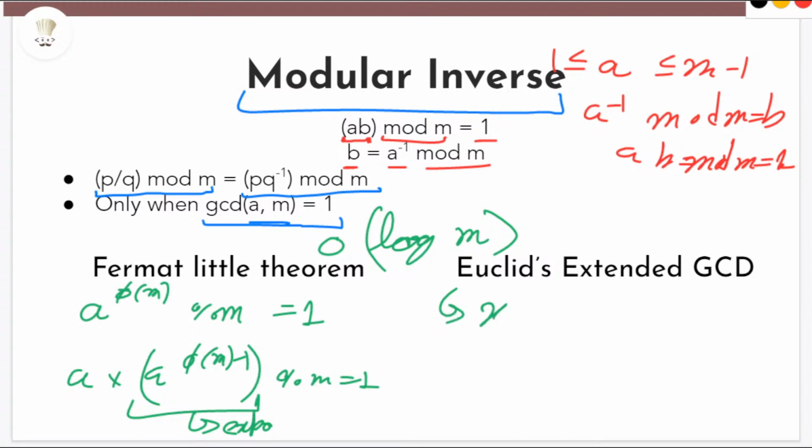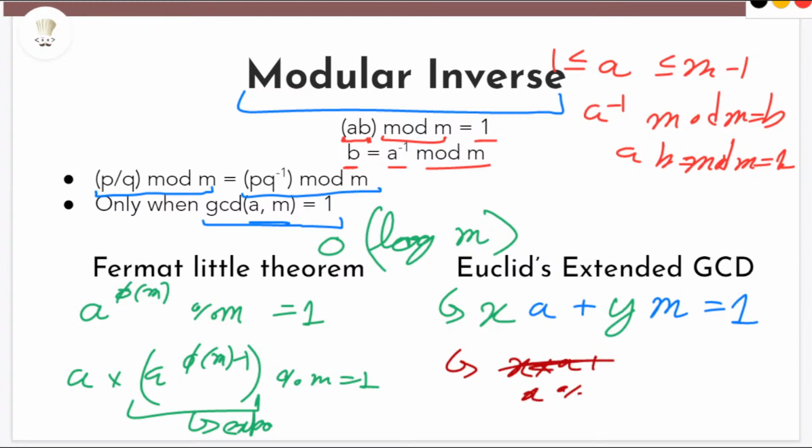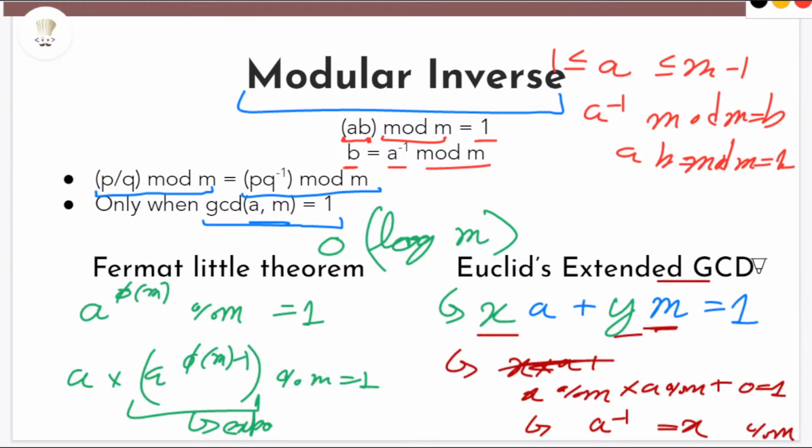We just have to calculate some x and y such that x times a plus y times m is equal to 1, right? Once we calculate these numbers, if we take this whole equation modulo m, we get x modulo m times a modulo m plus 0, because this is a multiple of m, so this would be 0, is equal to 1, right? So a inverse is just x modulo m. So x and y can be calculated using Euclid's extended GCD, and whatever x you get here is just the inverse of a.